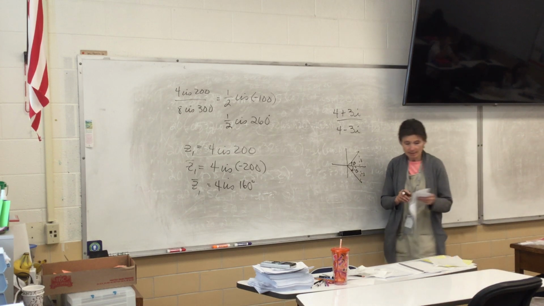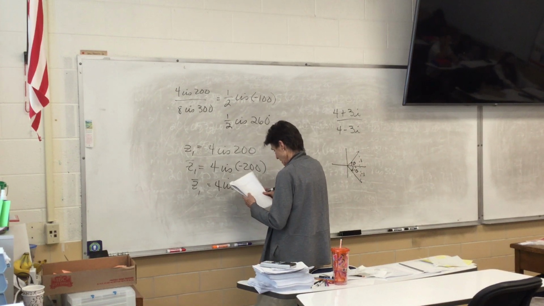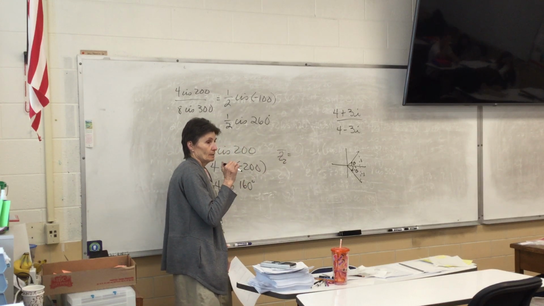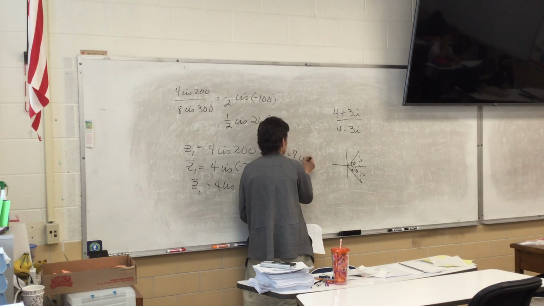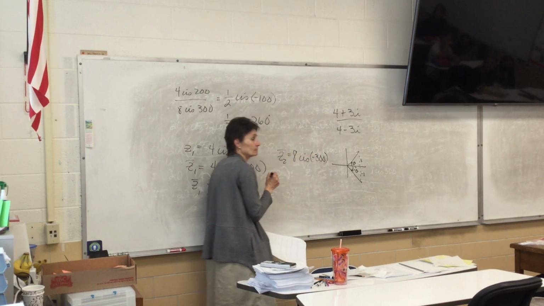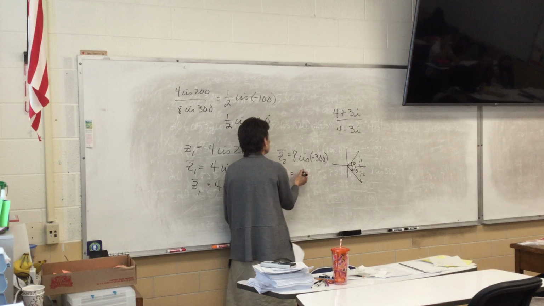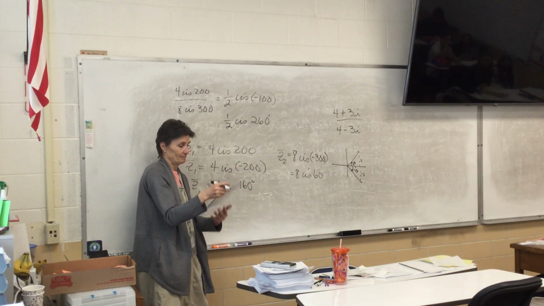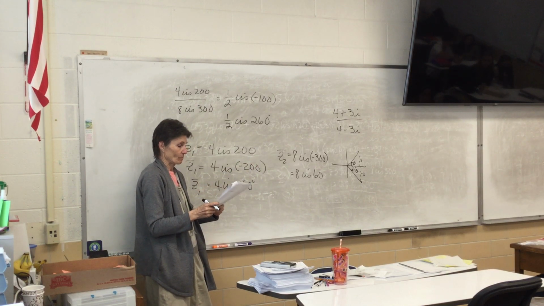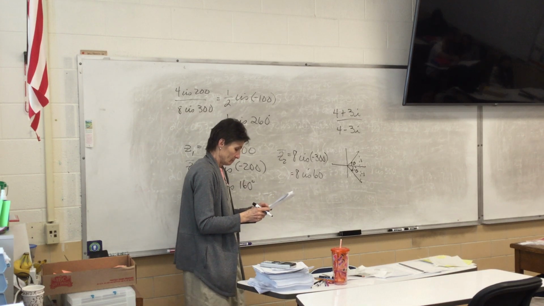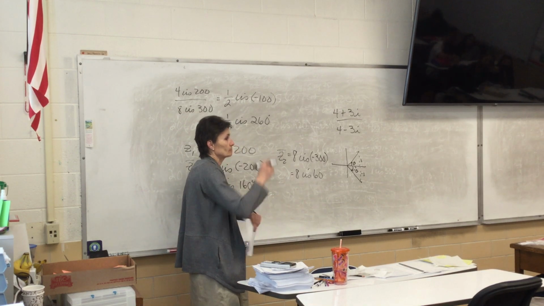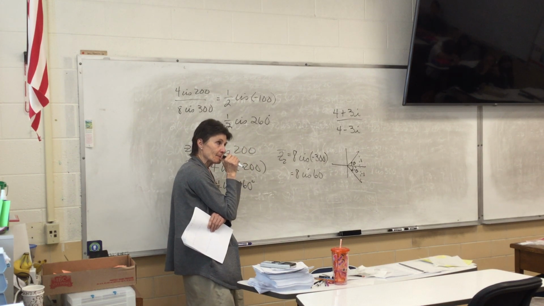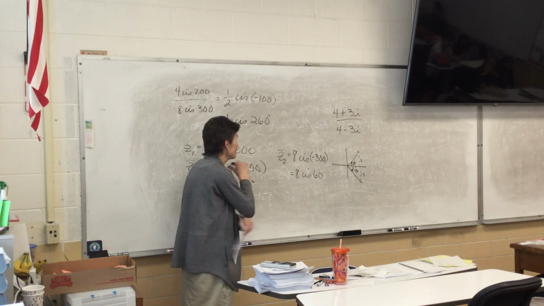All right, find the conjugate of z sub 2. What's step 1? 8 CIS negative 300. And when I clean that up, it's 8 CIS 60. That's exactly right. Everybody still with me? Okay.